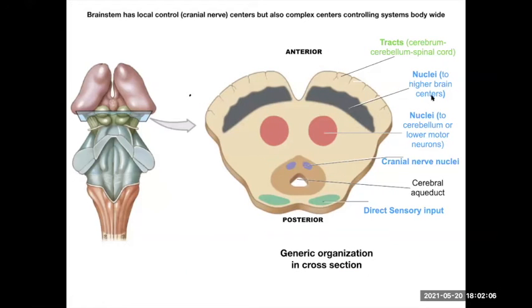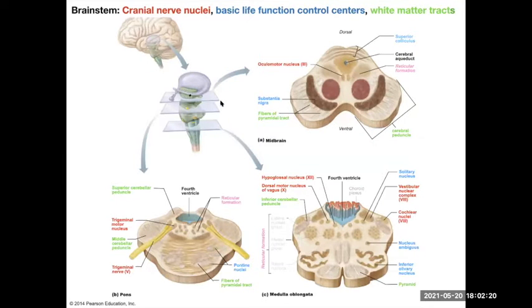Those higher order brain centers, like the respiratory ones we'll talk about, as well as ones that modulate your overall brain activity. This is your brainstem, kind of a generic picture. So more detail here, as far as what it's doing, you're going to have cranial nerve nuclei. We haven't talked about the cranial nerves, but we will. We're going to have those basic life function control centers, respiratory and cardiovascular centers, and then all the white matter tracts going up and down to and from the brain and cerebellum.